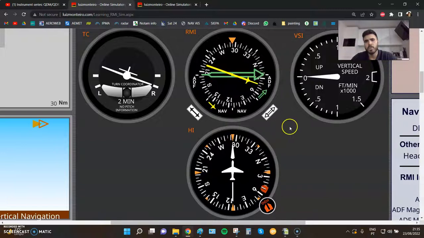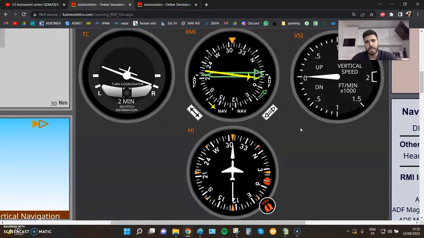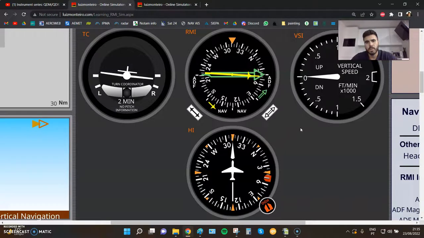So 290, 300, and okay, 310. So guys, look what's happening. Our QDR, which is the tail of the needle, is moving, right? It was on 225, now 227. Now it's reaching 230. What is happening?